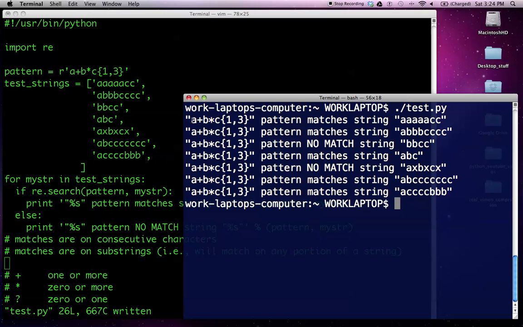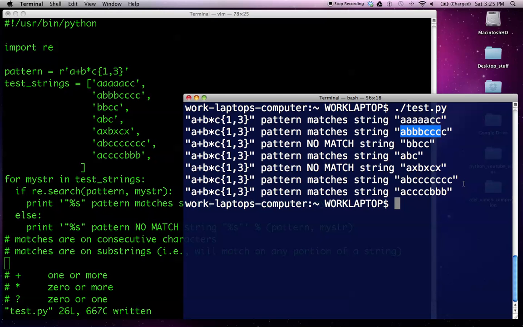Okay. One or more A's followed by zero or more B's followed by between one and three C's. So what do we got here? Again, one or more A's followed by zero or more B's, followed by between one and three C's. Excellent. Well, this is a gotcha. Did you say that this didn't match? Did you say it didn't match because there are four C's? Remember, we don't have any anchors on this. So it did match, but it only matched up to here.